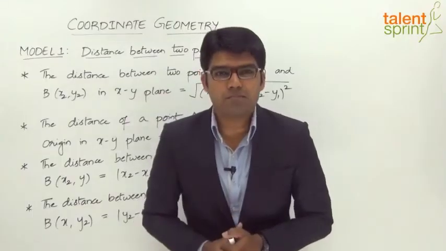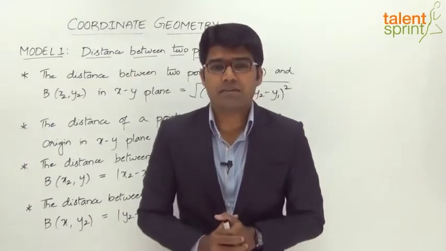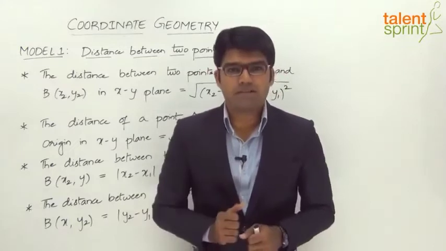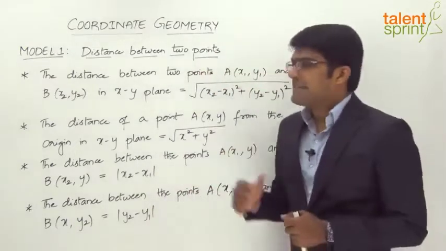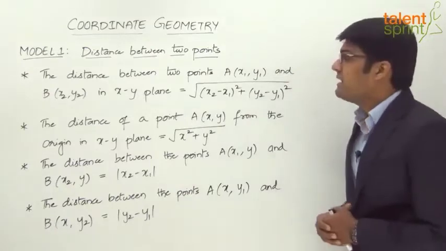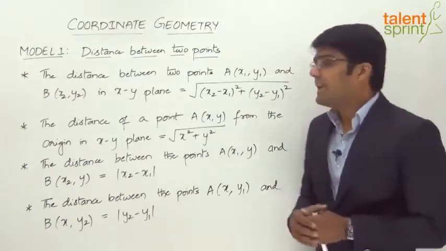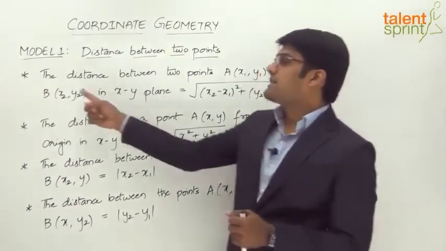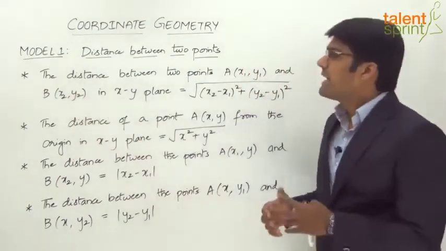Let us now look at the first model from this topic of coordinate geometry, where we shall see how to calculate the distance between two given points. Let us look at the given statements here. We have four statements. The first one says the distance between 2 points A, which is described by x1, y1, and B described by x2, y2 in the xy plane.